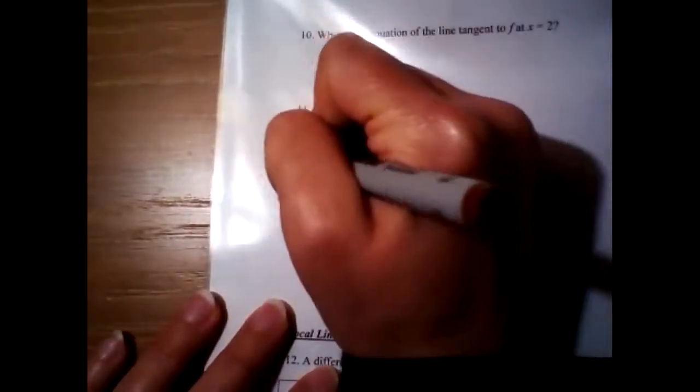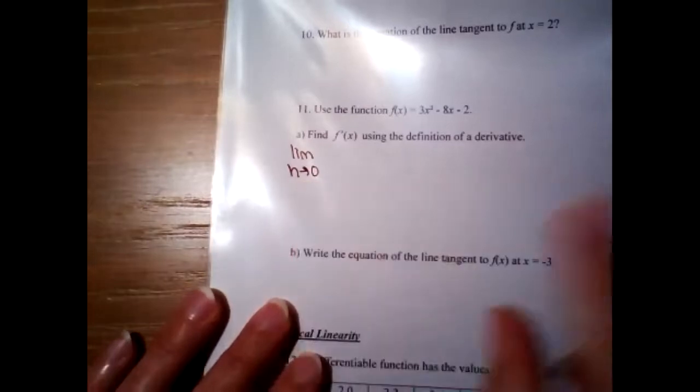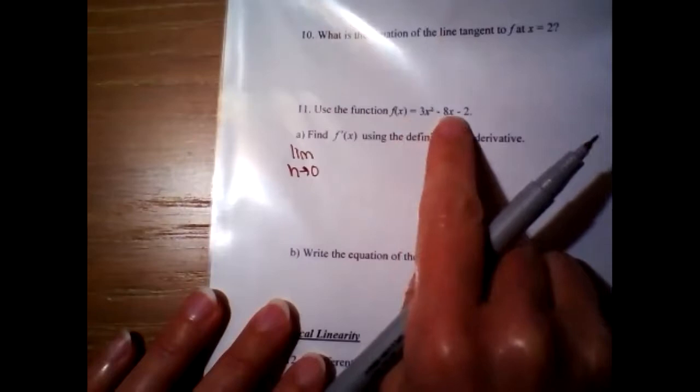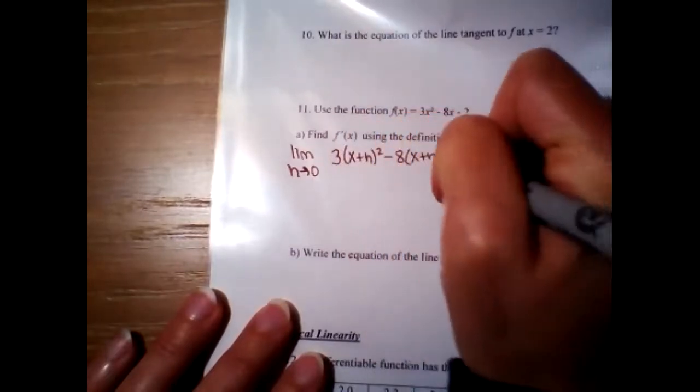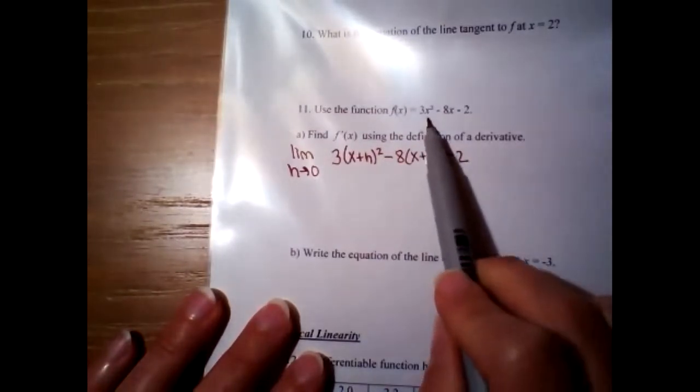So using our definition of a derivative, you have to put limit. It's limit as h goes to 0. That's the only thing that makes it calculus. The rest of this is just a big bunch of algebra. And then we're going to plug x plus h into the function. So I plugged x plus h into both of those x's.